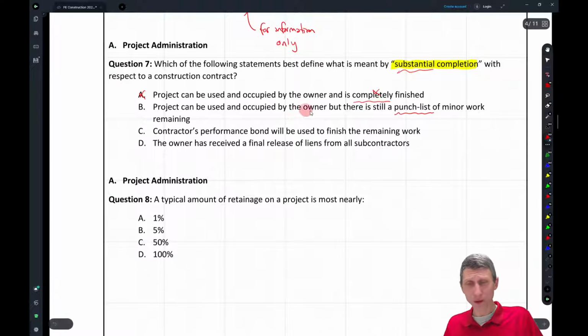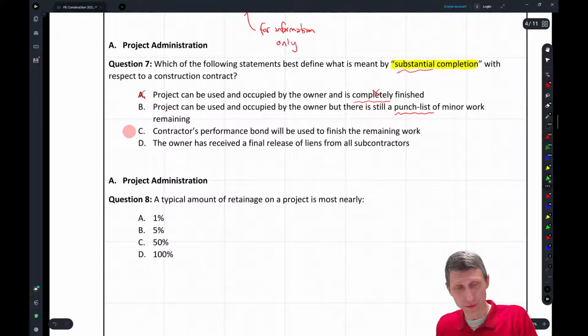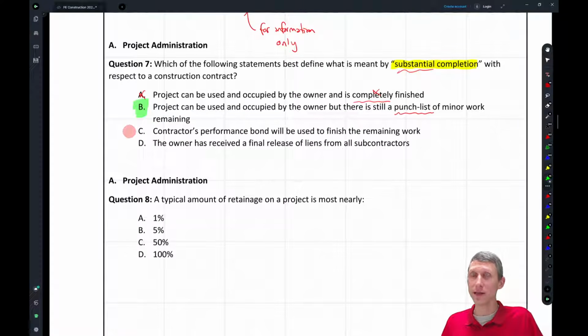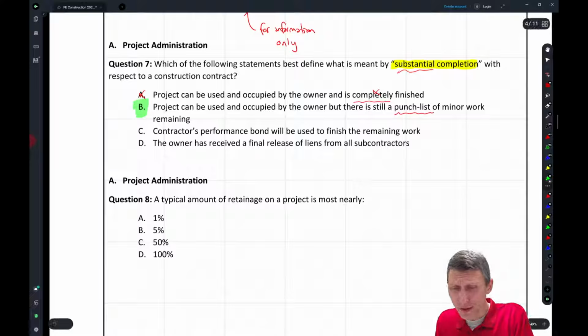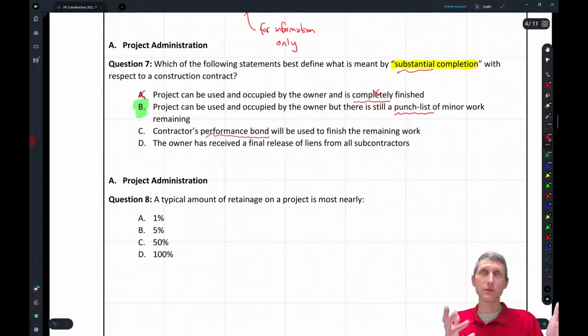So where does this go? Let's just mark that one as right because I like it, but let's talk about these other ones because I think it's worth talking through. What's a performance bond, right? This is on some jobs where the contractors are required to post a bond for the project. So if they don't finish the project, what's going to happen?